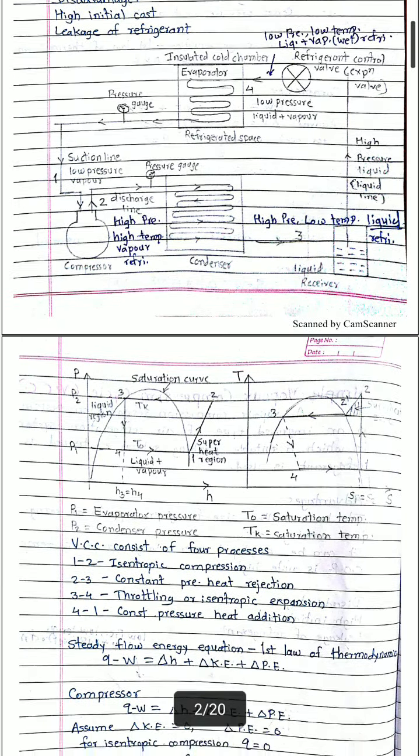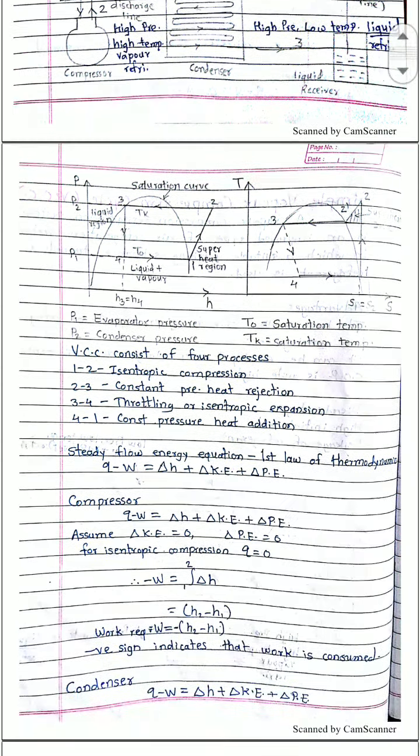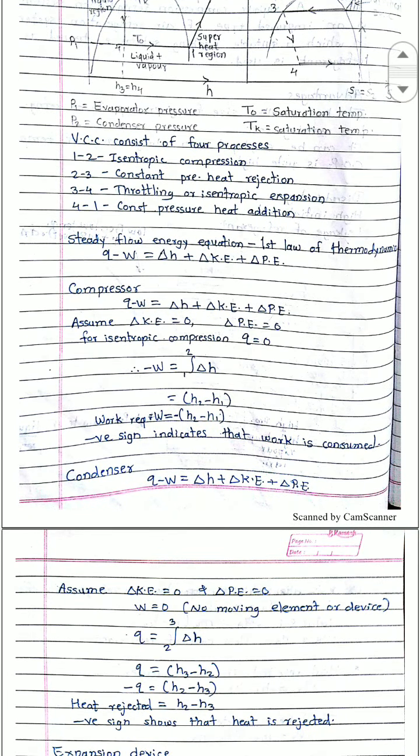Today we will discuss how these processes can be explained with the help of enthalpy. How we can calculate the exact heat addition, the amount of heat rejection, and the net work done. All these parameters we have to calculate by using the enthalpies. For that purpose, just take the steady flow energy equation.